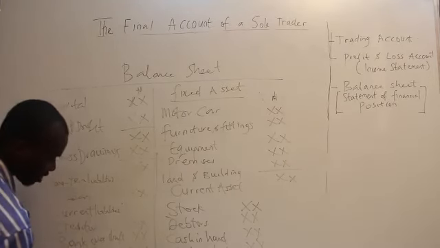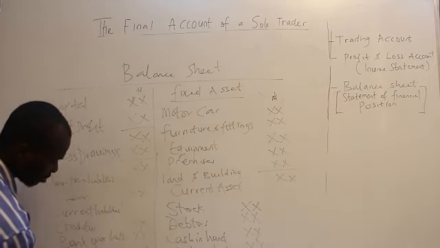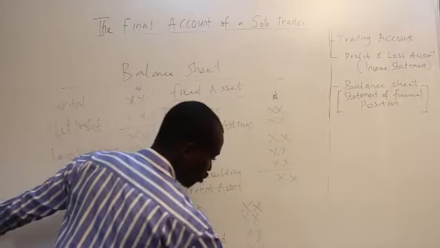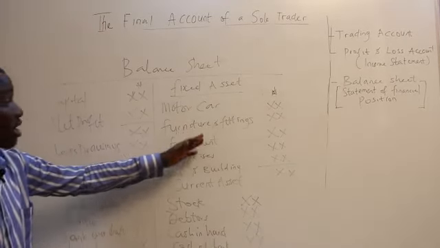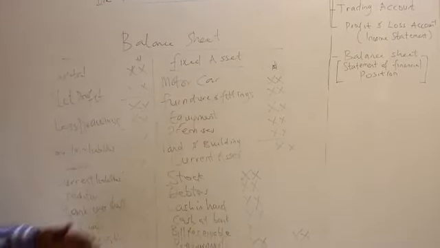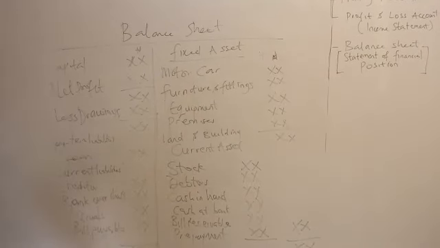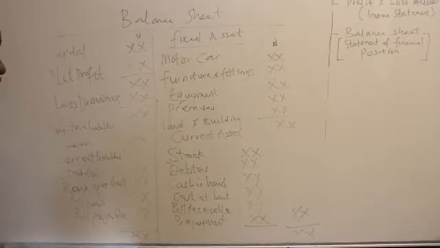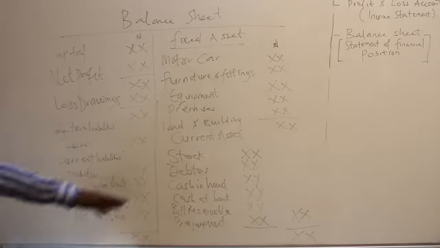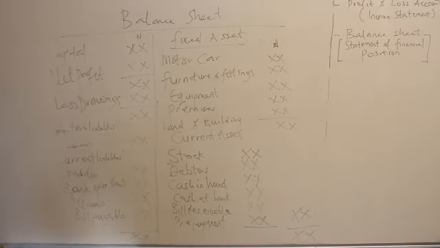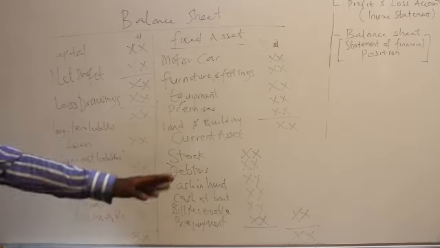So, addition of everything, we balance this, and the balance sheet will be equal within the period. So we have the fixed assets: the motor car, fixtures and fittings, equipment, premises, and building. These are the permanent assets within the period. Then we have the current assets, which are the debtors, cash in hand, cash at bank, bills receivable, and the payments.